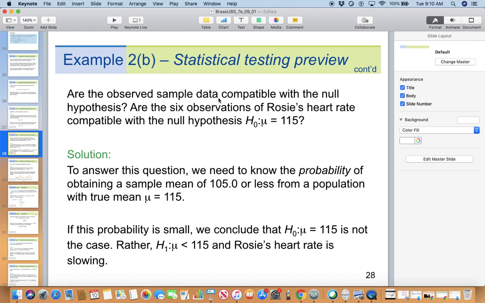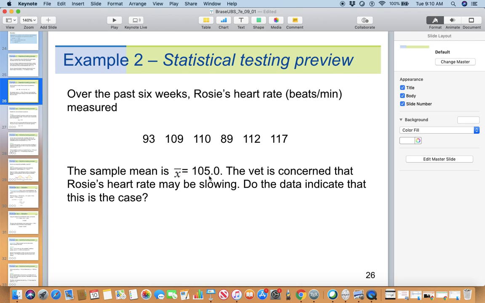Are the observed sample data compatible with the null hypothesis? Are the 6 observations of Rosie's heart rate compatible with the null hypothesis? To answer this question, we need to know the probability of obtaining a sample mean of 105 or less from a population with true mean mu equals 115. Where did you get 105? Well, that was Rosie's average heart rate over 6 weeks.